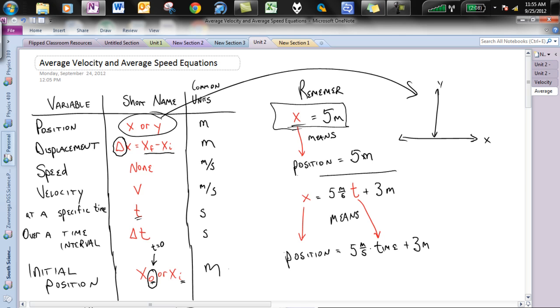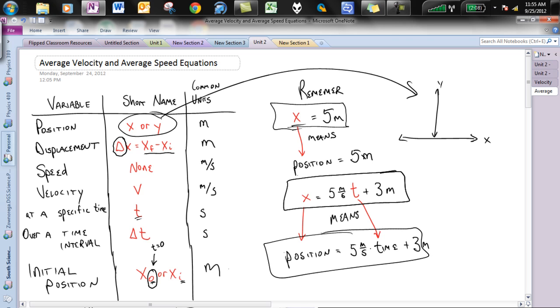So our new equations, again, this is why I try to take you away from y equals mx plus b. We will have equations like x equals 5 meters per second t plus 3 meters, and that refers to position equals 5 meters per second times time plus 3 meters. So a simpler, shorthand way in order to do that.